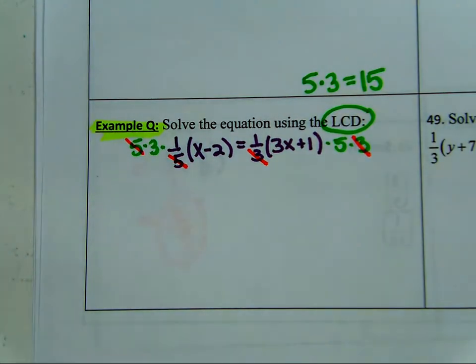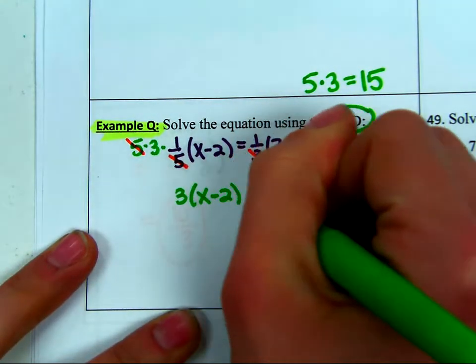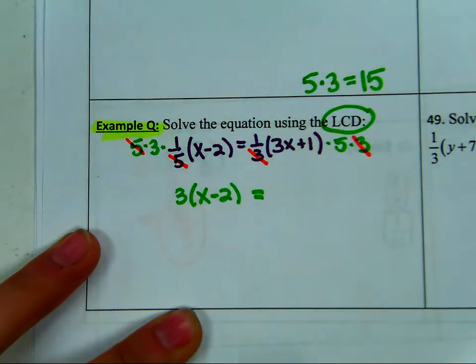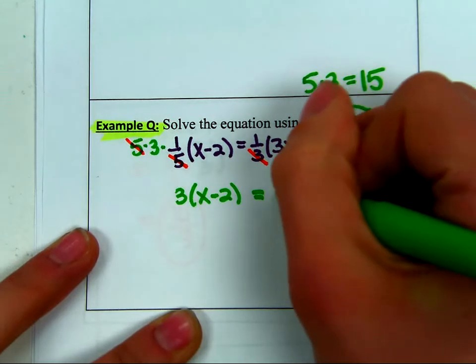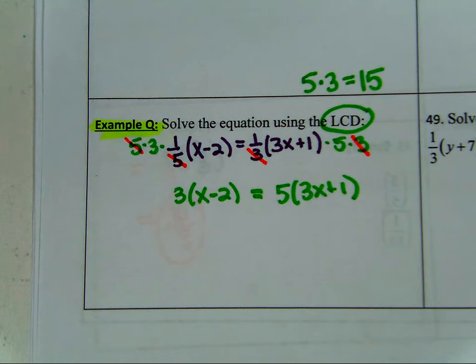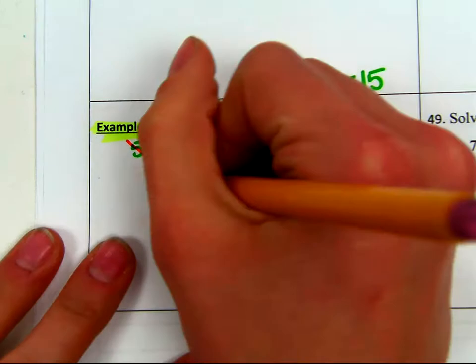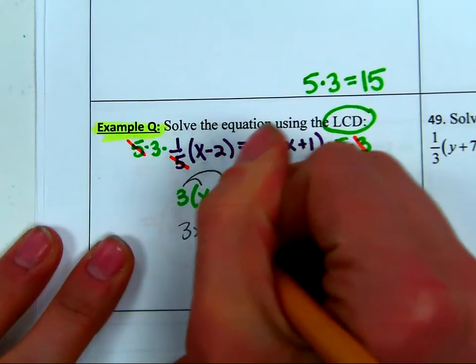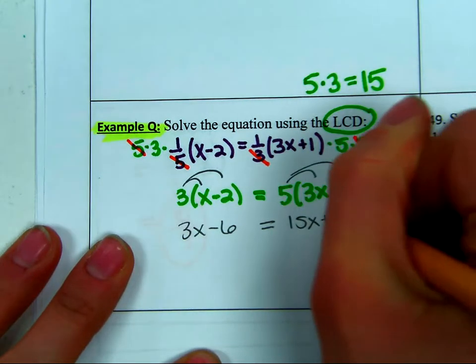So basically what you're left with is 3 times 1, which is 3, times the quantity x minus 2. Over here, 1 times anything is just itself. We're really just doing 5 times this parenthesis. And I might rewrite the 5 right here and multiply it by that parenthesis. All right, so that step right there, multiplying by that least common denominator, which was 5 times 3, or 15, that just clears those fractions and makes it really nice numbers that should be easy to deal with. So from here on out, I would distribute. We're going to get 3x minus 6. Over here, we're going to get 15x plus 5.